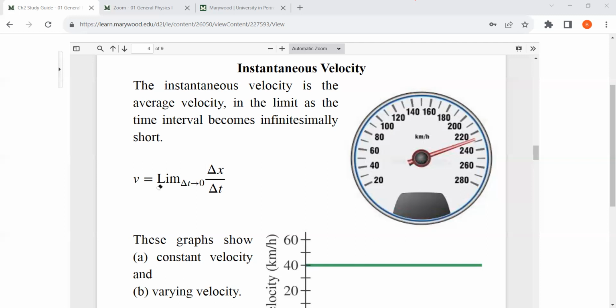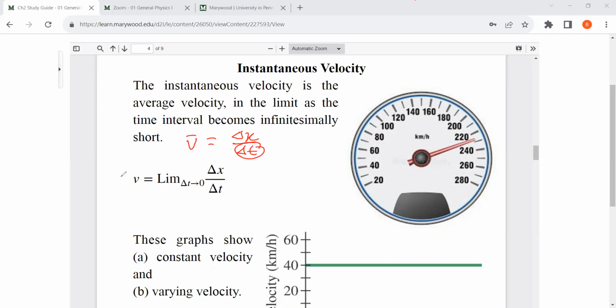Now, how to mathematically define instantaneous velocity? Mathematically it is something like this. The average velocity v is this, right? Now when this time is very small, infinitesimally small, then average velocity is basically the instantaneous velocity. When time is very small, it means we are focused on some particular instant of time. So that's why when time is small, average velocity is basically the instantaneous velocity.